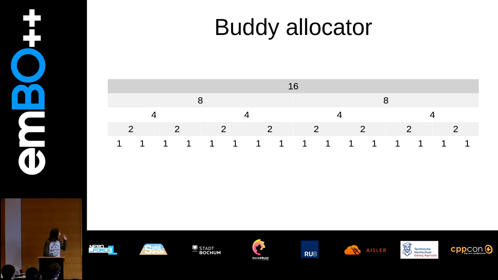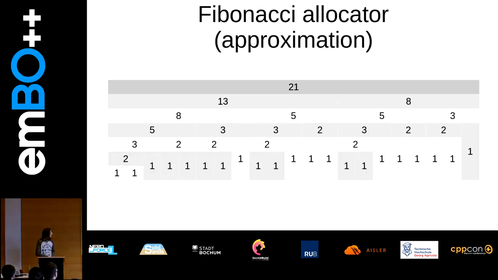So here's an example of the buddy allocator. As you can see, 16 bytes subdivided. This is not a true Fibonacci allocator. A true Fibonacci allocator would be somewhat different, because the purpose of the Fibonacci allocator is to get as even distribution of block sizes as possible. So it would not use these exact numbers, but a more even distribution.